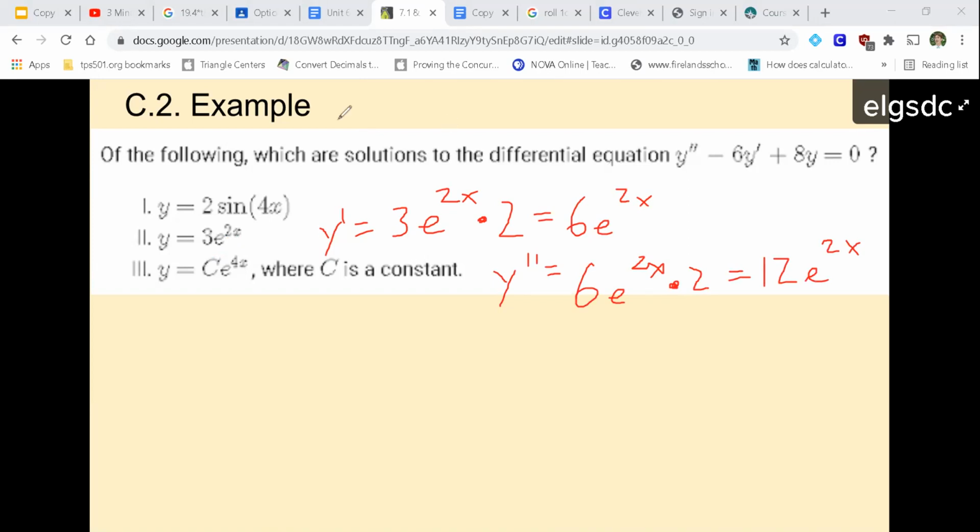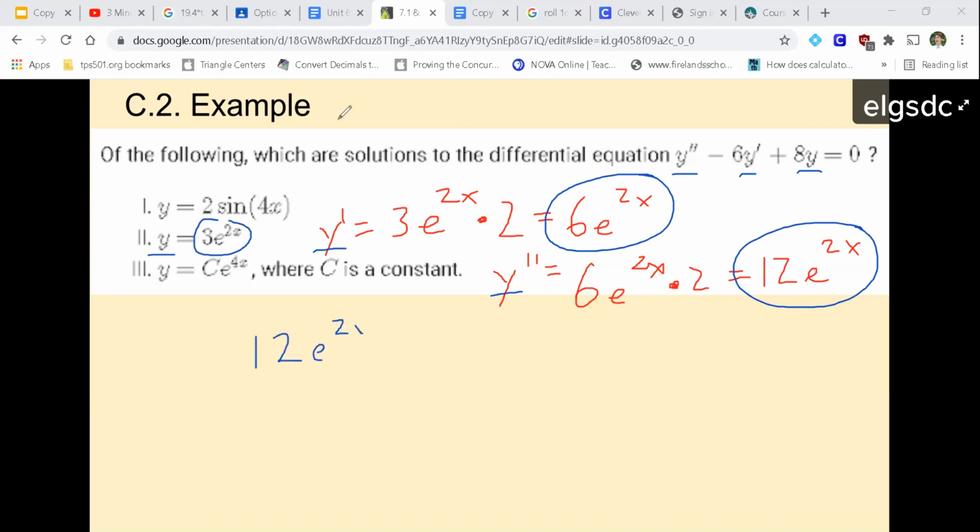Next, we're going to plug in. So if I plug in this for y, this for y prime, and this for y double prime, what we get is 12e to the 2x, that's y double prime, minus 6 times 6e to the 2x, that's y prime, plus 8y, which is 3e to the 2x. Is that always equal to 0?